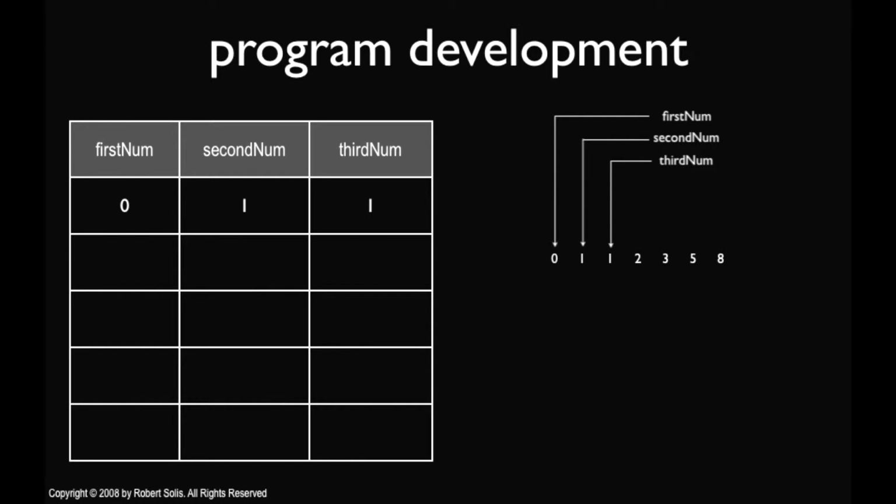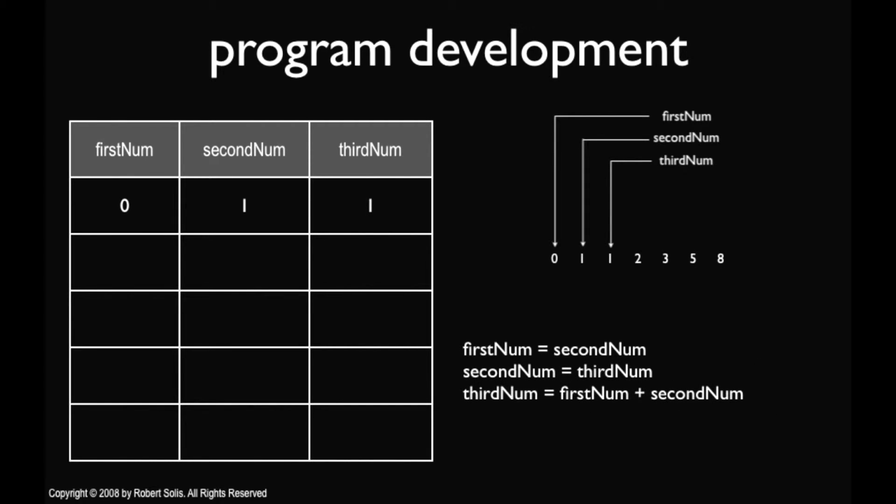All right, so now I'm going to ask the question, what is the fourth number in the Fibonacci series? Well, obviously it's 2, but notice what's happening here. We're going to say second num is going to be assigned to first num, third num is going to be assigned to second num, and first num plus second num will be equal to third num.